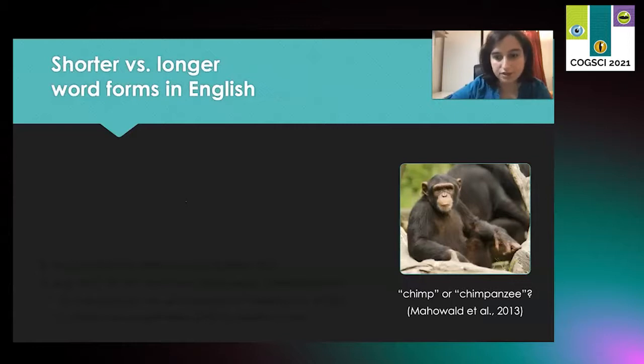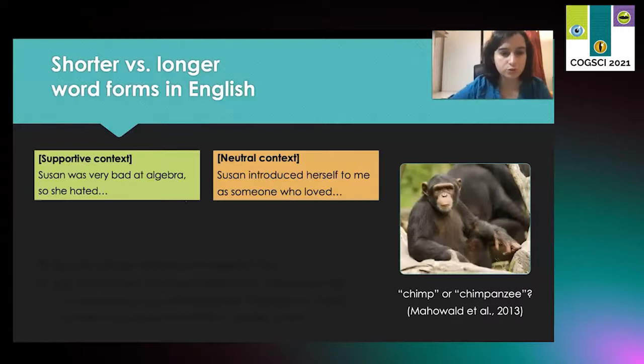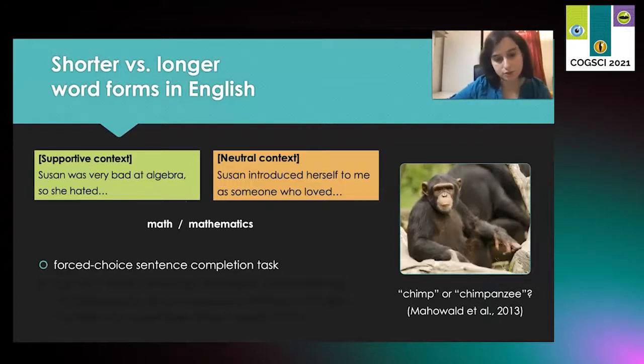An example of this is the study by Mahowald and colleagues. They contrasted shorter and longer word forms in English, such as chimp and chimpanzee, in supportive contexts and neutral contexts. A supportive context would be something like "Susan was very bad at algebra, so she hated math." Or "Susan introduced herself to me as someone who loved math," or it could be biology, it could be something else. This is a forced choice sentence completion task where the participants had to pick one version or the other.